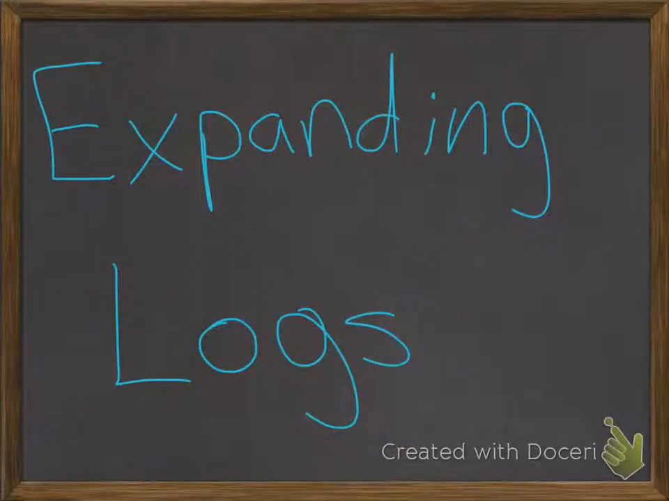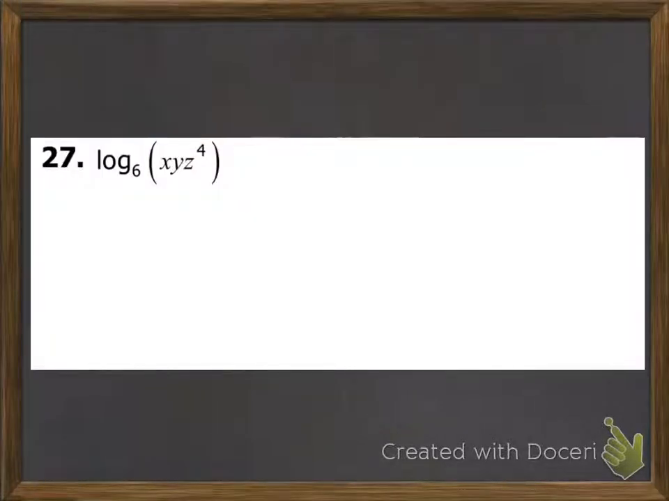Alright, so in this video we're actually going to be focusing on expanding the logs. Previously we condensed the logs and now we're going to expand them. So looking at number 27 here, let's make note that inside the parentheses, everything is being multiplied together. So for this you use product rule, which means this is going to go from multiplication to addition.